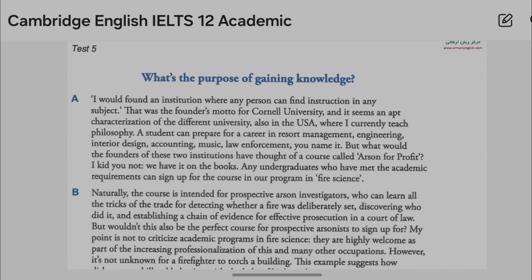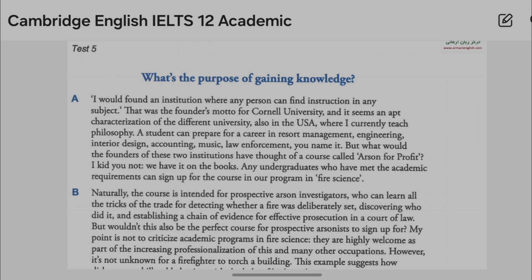The passage title is "What's the purpose of gaining knowledge?" So let's start reading section A. It says, "I would found an institution where any person can find instruction in any subject." That was the founder's motto for Cornell University, and it seems an apt characterization of the different university, also in the USA, where I currently teach philosophy.